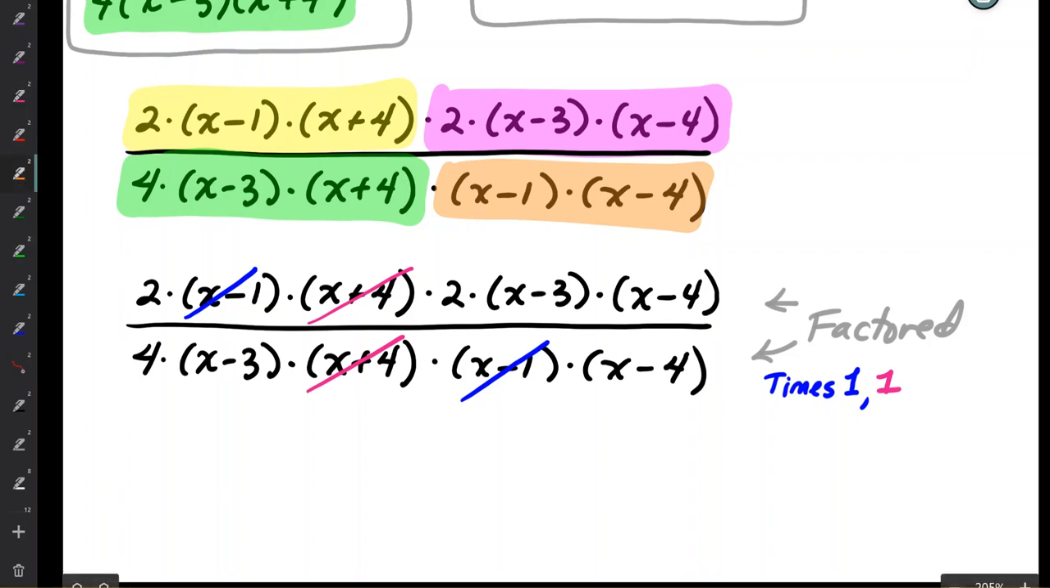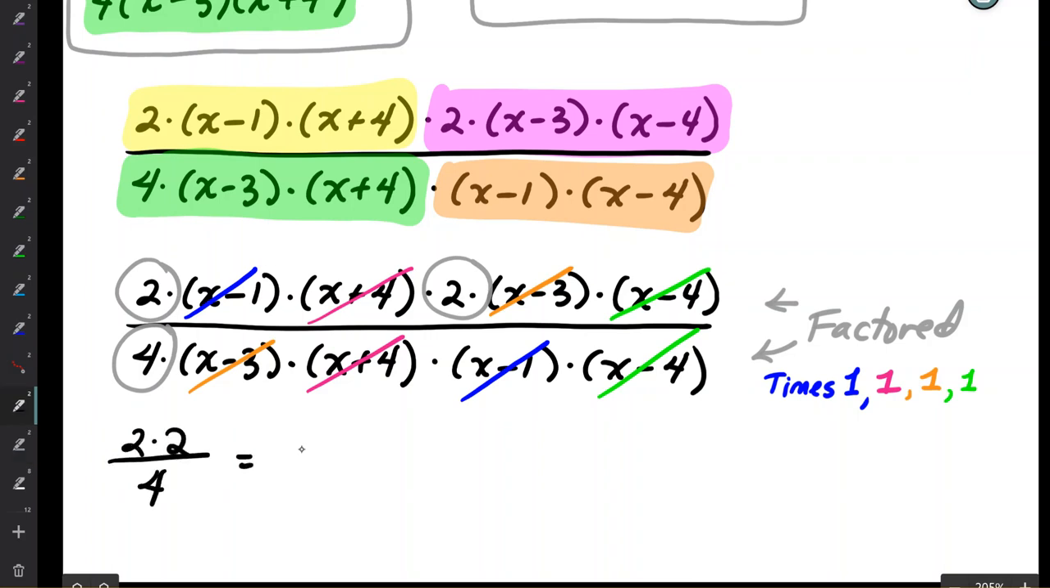We have an x minus 3 factor in the numerator and in the denominator. That's a little times 1. And we've got an x minus 4 factor in the numerator and the denominator, another times 1. What's left in the numerator is 2 times 2, and in the denominator is 4. Oh my goodness. We have 4/4, which is 1. This answer ended up just being 1.